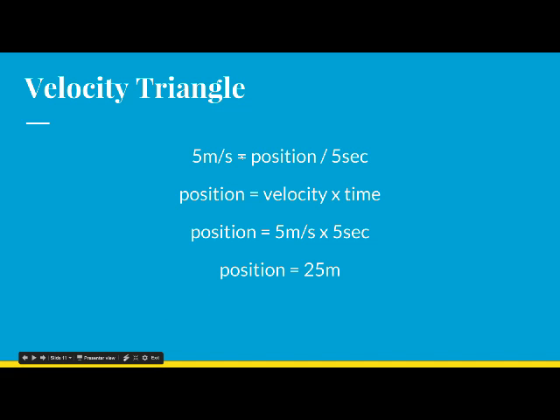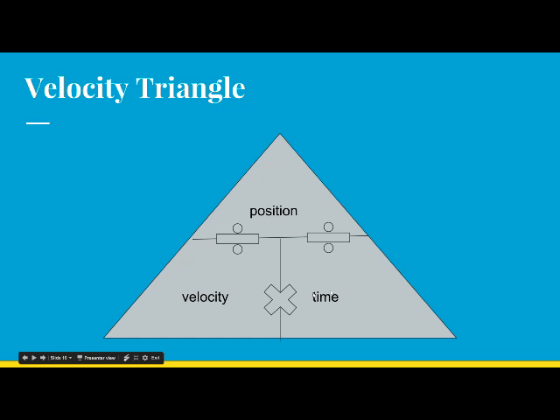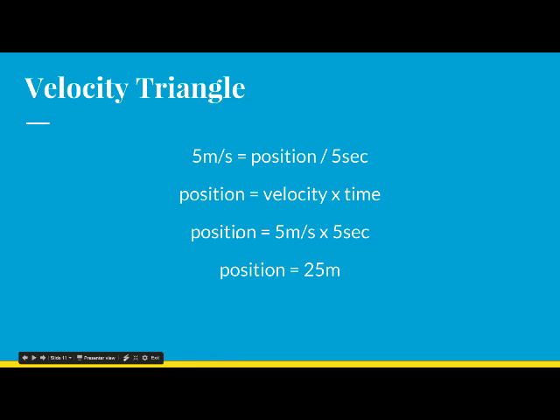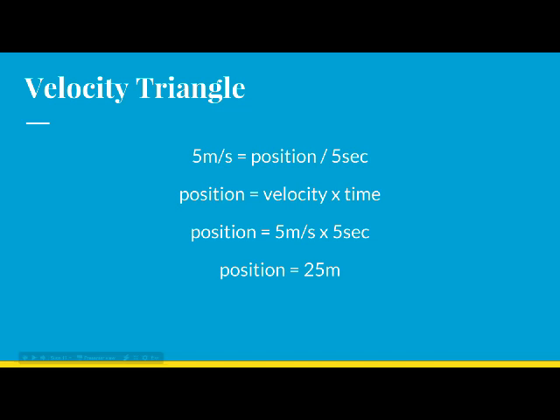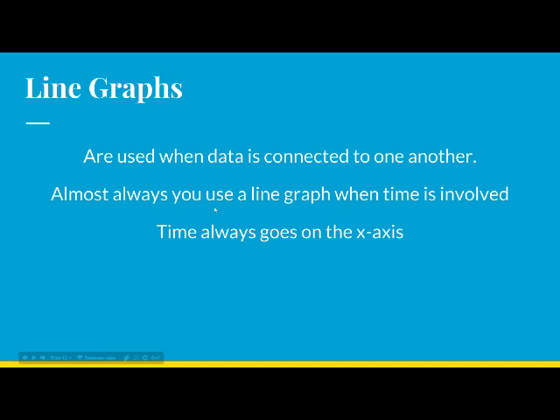Let's say I'm going 5 meters per second and I go that fast for 5 seconds. I want to figure out the position. So I'm given velocity and time. In order to get position, I need to multiply them together. So we've got position equals 5 meters per second times 5 seconds, and that gives you a position of 25 meters. Some of you might be able to do this in your head. Some of you might want to use the triangle, but either way works, and whatever is good for you is good.